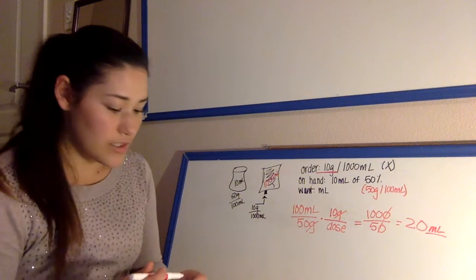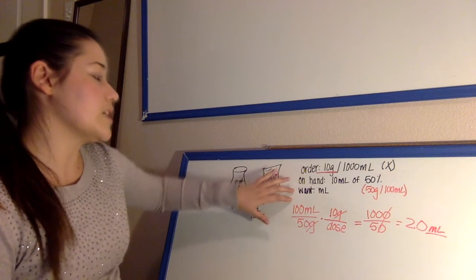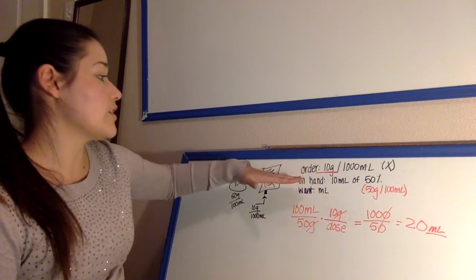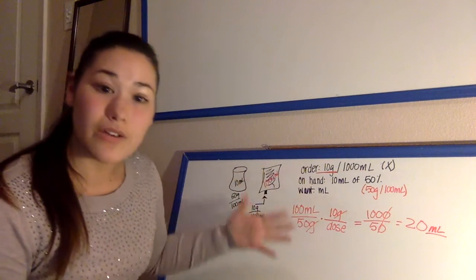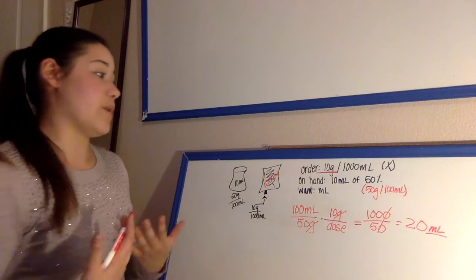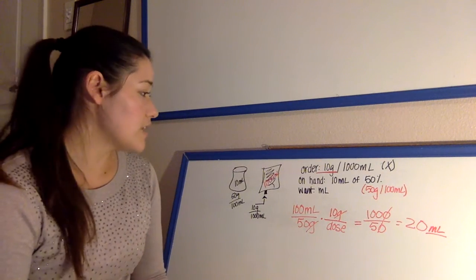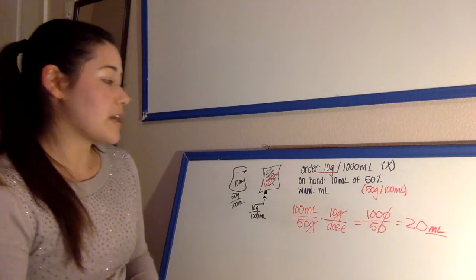So again, just think about the problem. I always like to write my problems out like this so it's nice and organized. I always start with what my order is, what it calls for, what I currently have on hand, and what do they want? Do they want milligrams? Do they want grams? Do they want milliliters? Do they want liters? So on and so forth. Okay? Really simple. So there's your first question. Hope that helps a little bit.